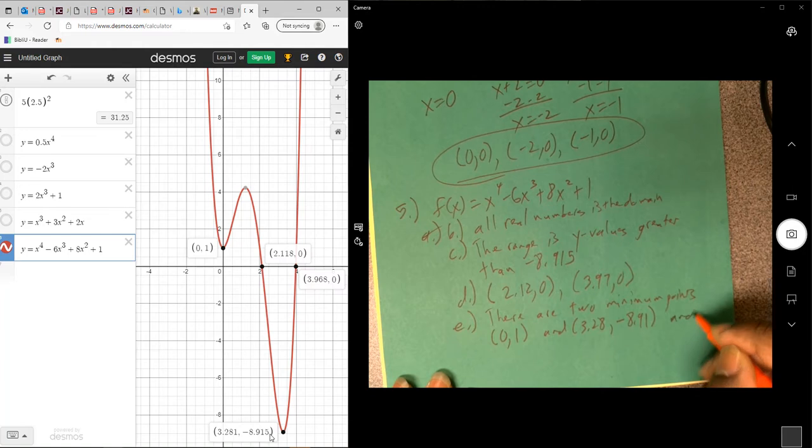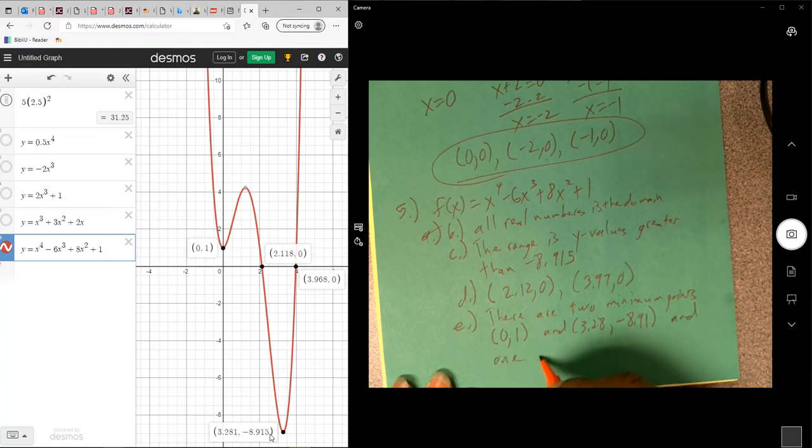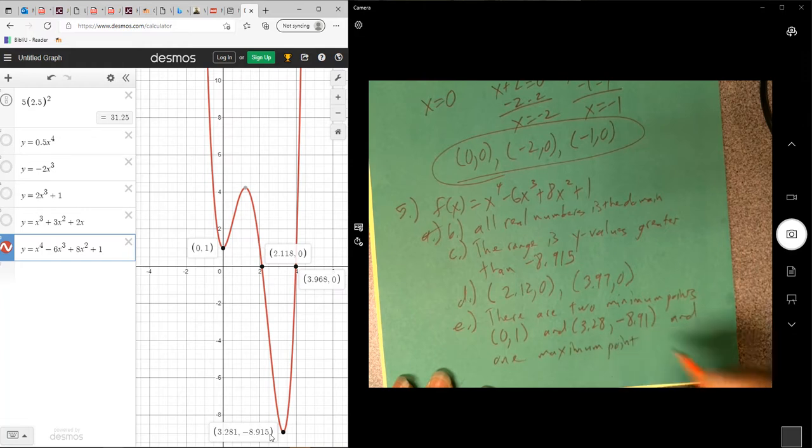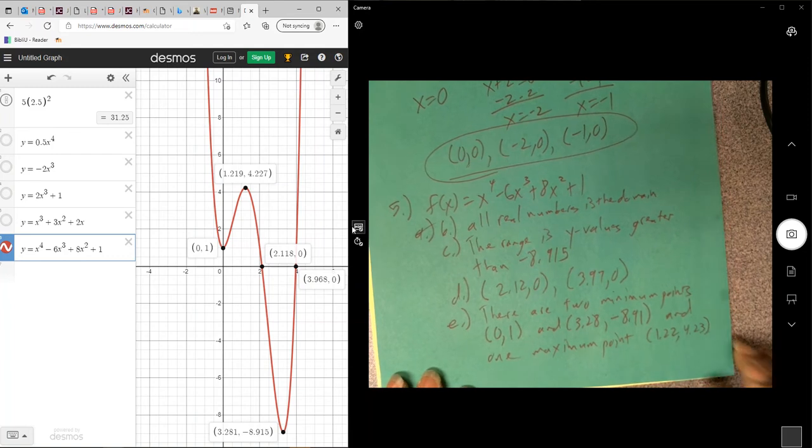And then we have one maximum point. Now, if you look here, this is your maximum point. If we round that to two decimal places, we have approximately 1.22 and then 4.23. And that is the maximum or minimum points.